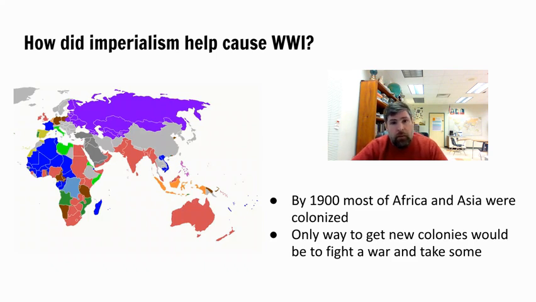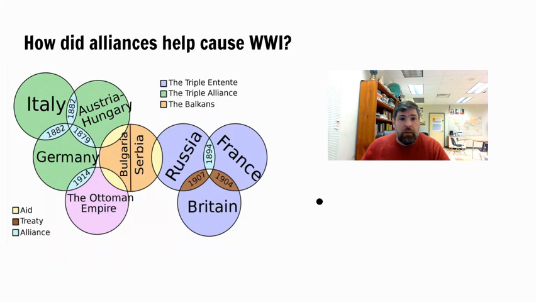So that's another cause of World War I, the fact that European countries want more colonies, there are no new places, and so they're tempted to fight each other in order to try to win colonies from another European country. And then a final reason is alliances.